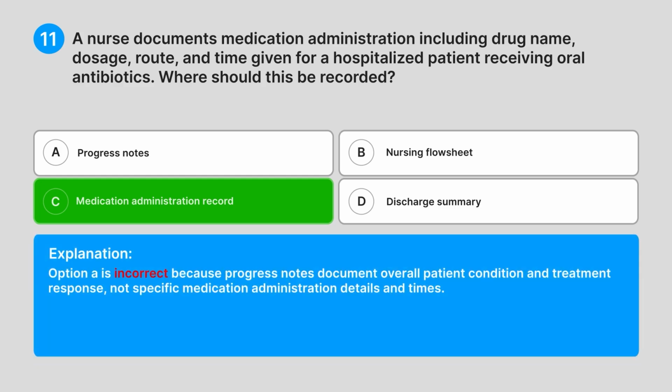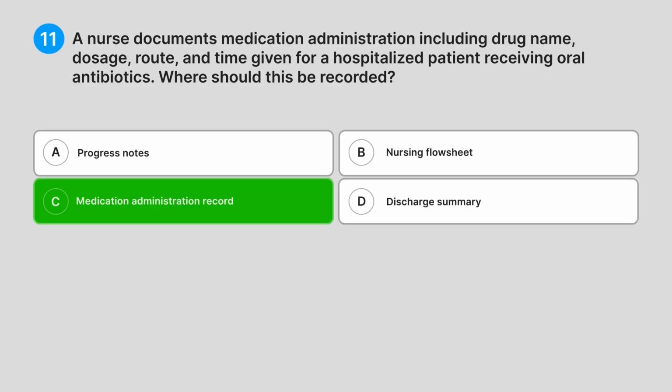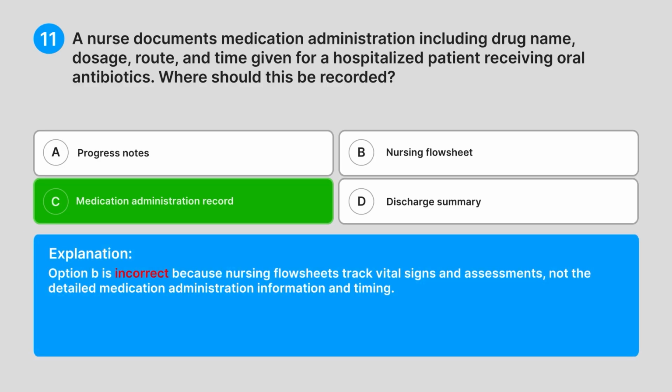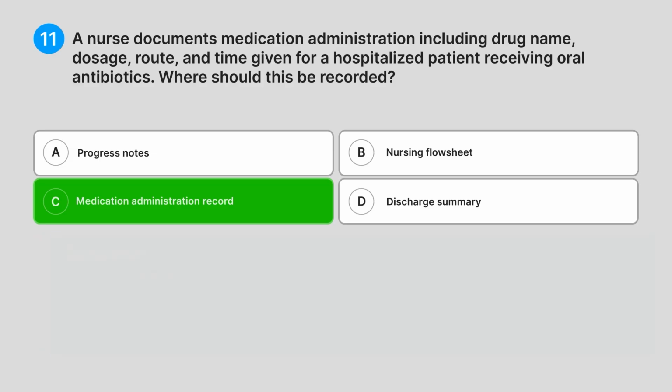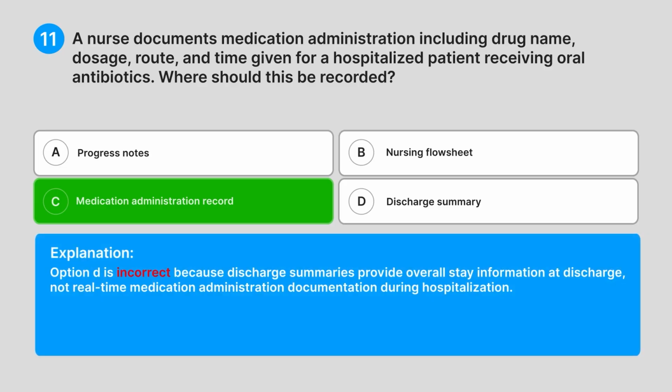Option A is incorrect because progress notes document overall patient condition and treatment response, not specific medication administration details and times. Option B is incorrect because nursing flow sheets track vital signs and assessments, not the detailed medication administration information and timing. Option D is incorrect because discharge summaries provide overall stay information at discharge, not real-time medication administration documentation during hospitalization.